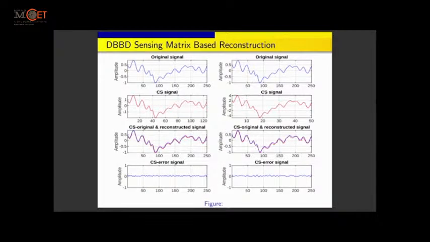Then from this error, within the range of -1 to +1, you can say that with 125 measurements, I can reproduce the same signal with the 250 samples. Now, we further reduce to 50, and you can still see that it is going to reproduce. That means, instead of generating 250 samples per second, I can assume it's 1 second, and generate only 50 measurements. That much amount of energy can be reduced.